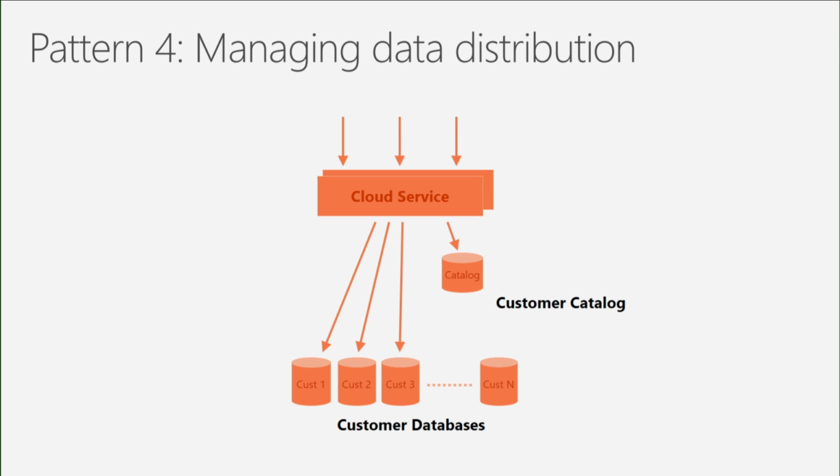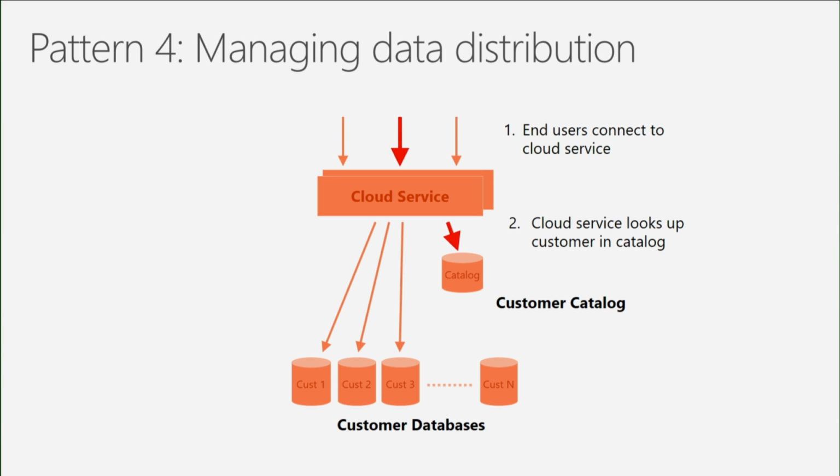So another pattern is about building your application and managing, as Torsten mentioned, all of that catalog data and the data distribution and the mapping of those tenants to the databases. And so what we have here is essentially a pattern where an end user comes in with a login, a tenant ID, into the cloud service. That information is then looked up in the catalog to determine what database I need to connect to for my information. And then the cloud service routes that connection to the proper database for that tenant.